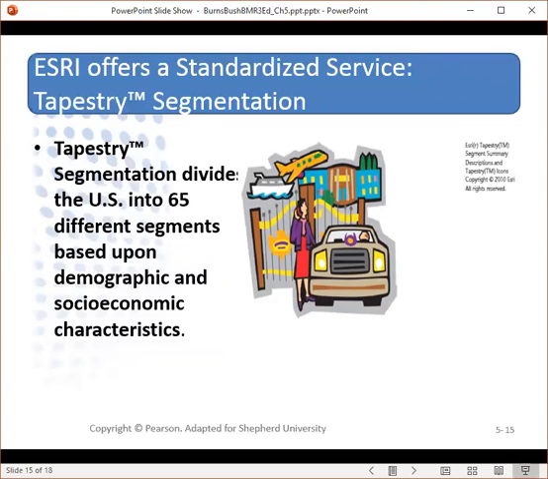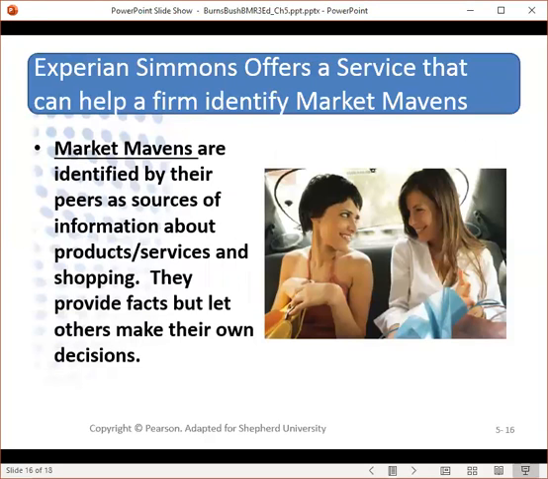One company that offers standardized services is Esri, and they tap into a variety of different markets. Another is Experian, and they help you identify market mavens. These are people who are sources of information about products, shopping, and services. They can provide facts that help others make their decisions.